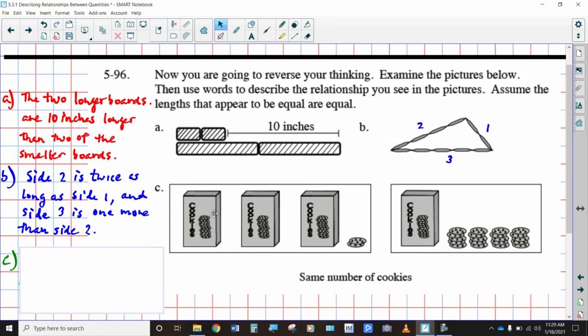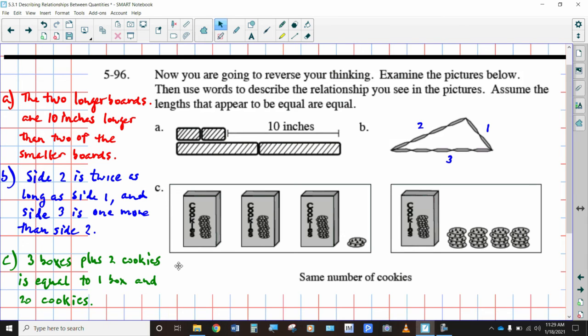So what do we notice here? 3 boxes plus 2 cookies is equal to 1 box with, what is this, 5, 10, 15, 20 cookies? So 3 boxes plus 2 cookies is equal to 1 box and 20 cookies. Now, here's the question for you: can you tell me how many cookies are in each one of those boxes? Could you do that right now just by analyzing the situation?